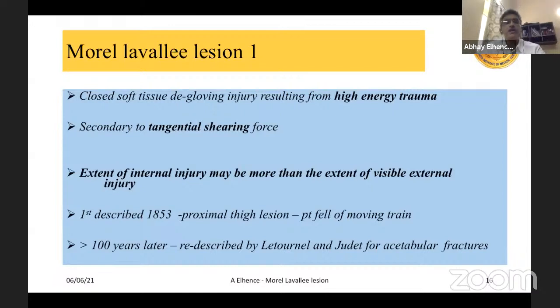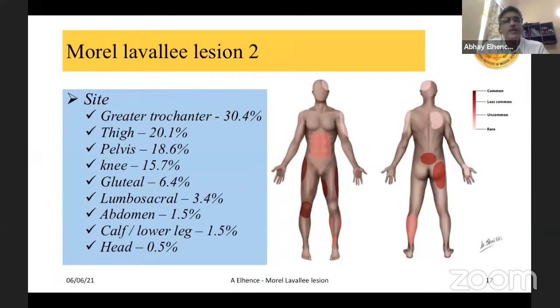It was first described in 1853 as a proximal thigh lesion in a patient who fell off a moving train by a French scientist, but was put into perspective again 100 years later by none other than Letournel and Judet, who described similar lesions in acetabular fractures, which we all understand are very high energy trauma. So the Morel-Lavallée lesion classically that we see is mostly associated with the greater trochanter, and that is where these lesions are present in our pelvic or combined pelvic-acetabular injury patients or polytrauma patients.